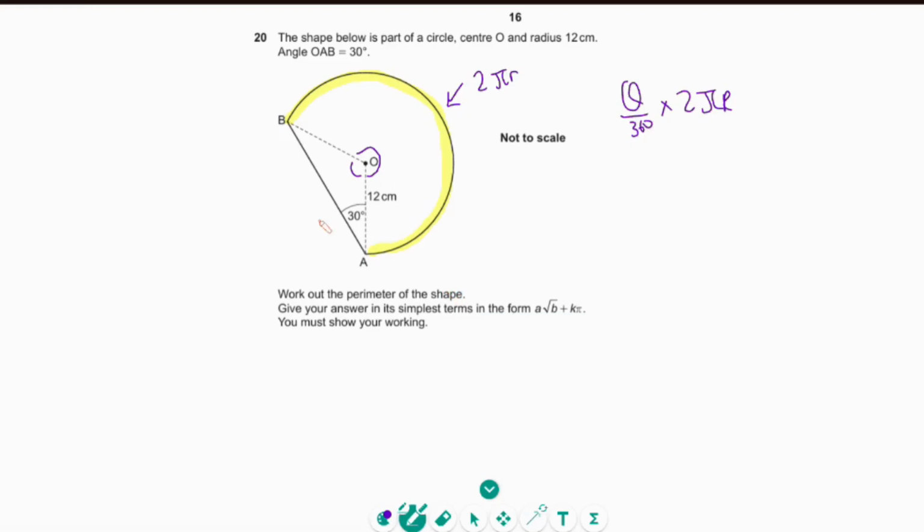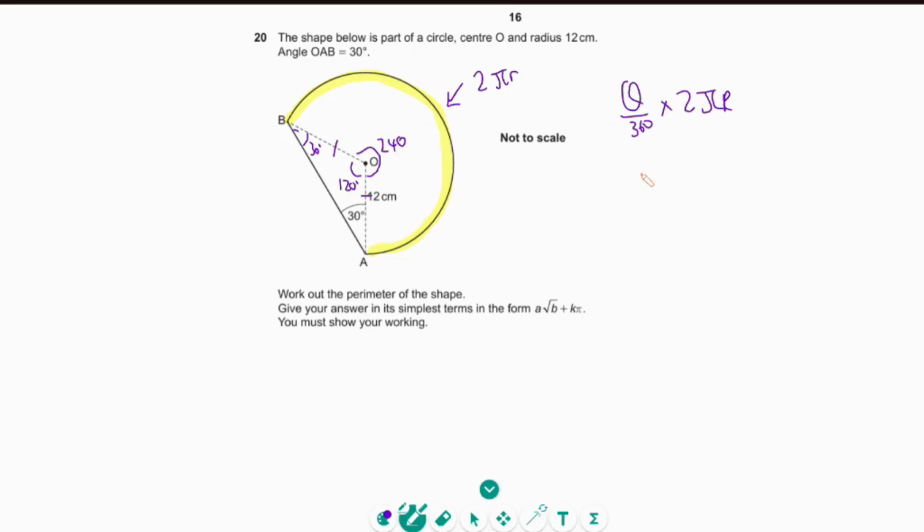Okay, let's have a look. So we know this is an isosceles triangle because we've got a radius and a radius, so this would be 30 degrees. Okay, angles in a triangle add up to 180. So we've got 180, take away 30, take away 30 is 120. We also know that angles around a point add up to 360. So 360 minus 120 gives us this angle here is 240.